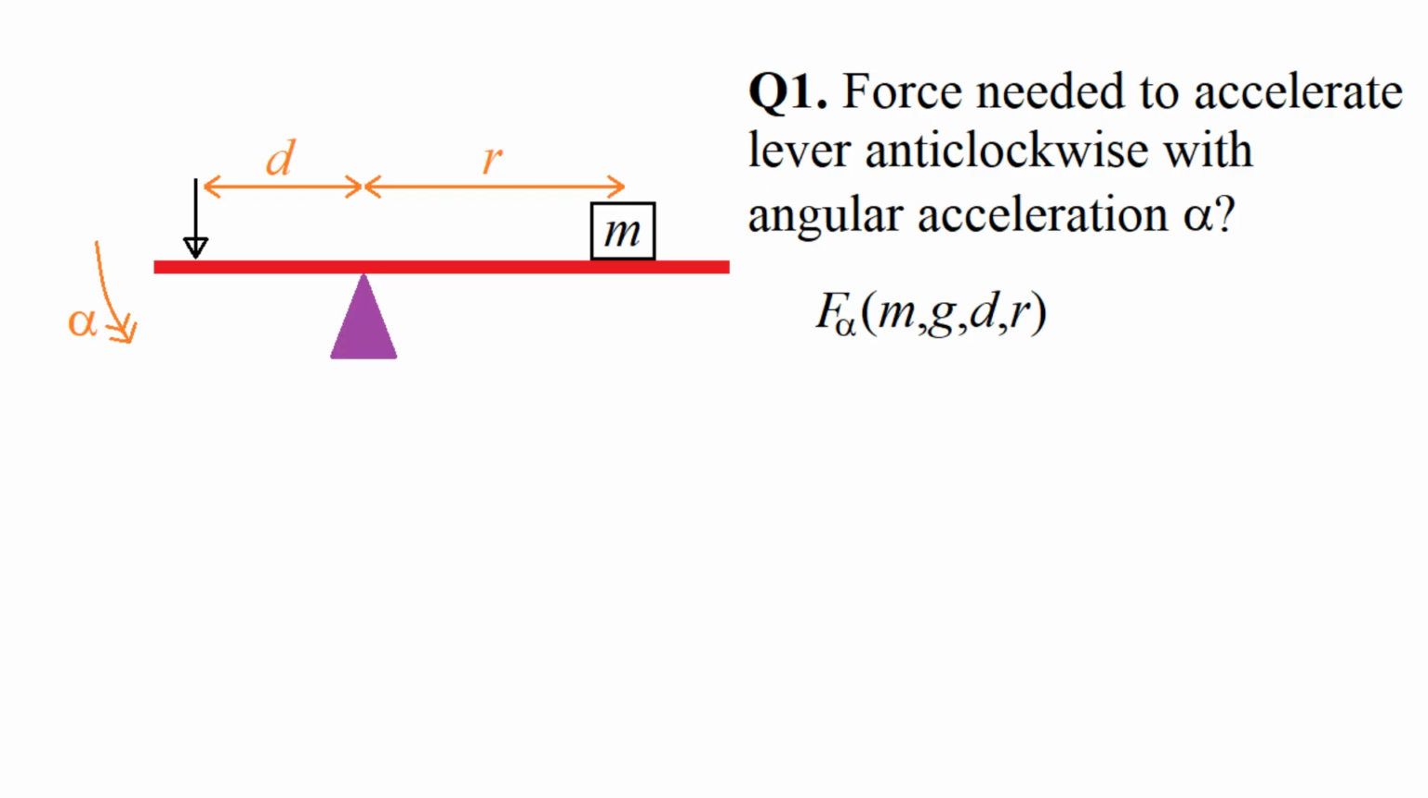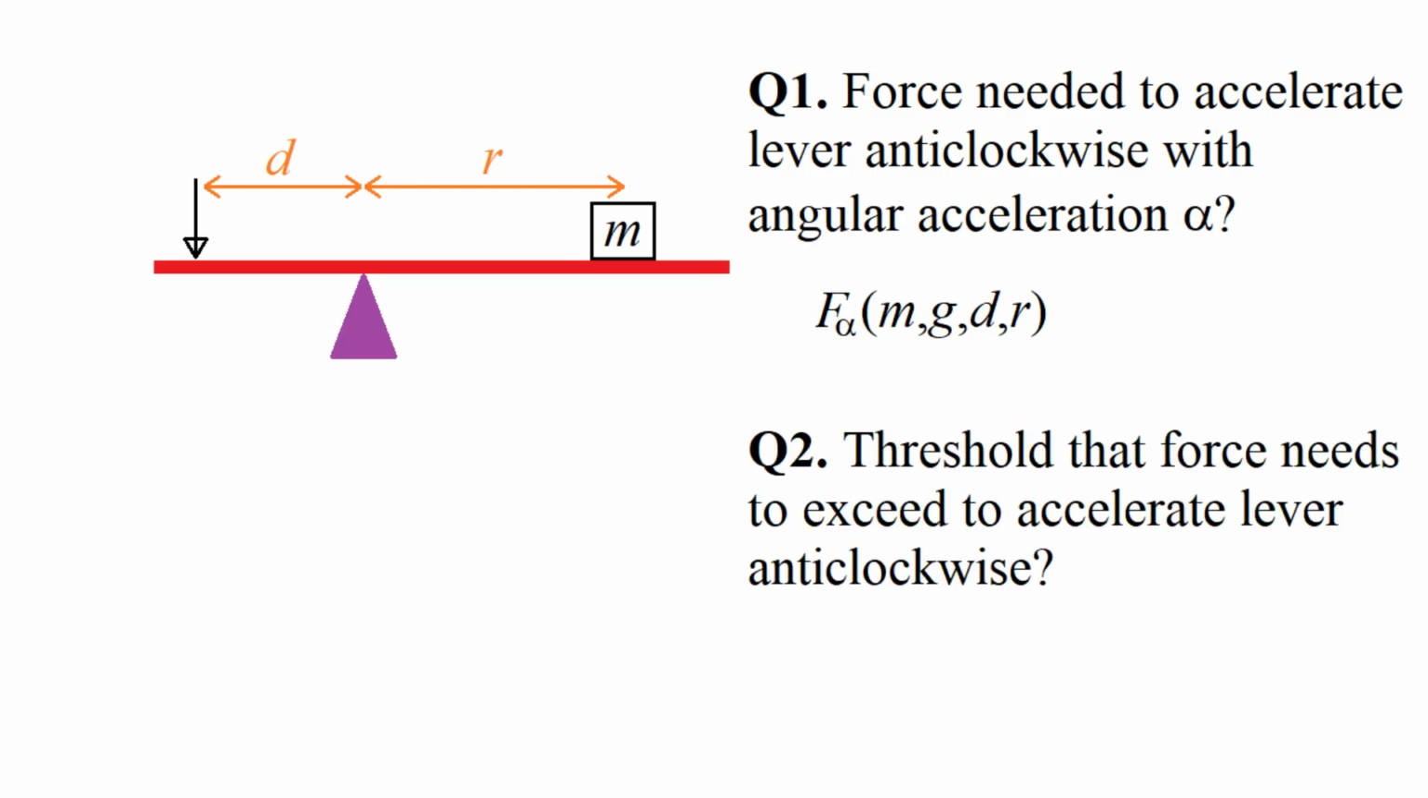And once again, we can also have a question too, which asks, if I just want to accelerate the beam anticlockwise without caring about what the value of the angular acceleration is, then what threshold does the applied force need to exceed in order to achieve that? And again, an equivalent formulation would simply be, what force do I need to apply to the beam just to maintain that the whole system is in equilibrium? So once again, let's call the answer to this question F0, which again is going to be a function of the same variables. So now, let's again start by addressing the second question.